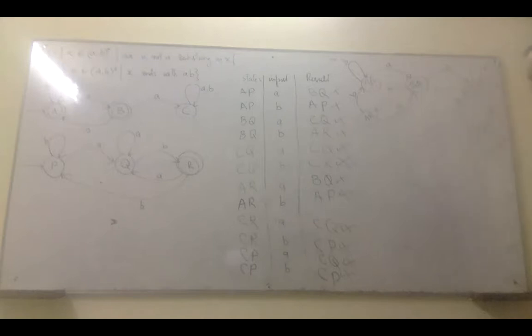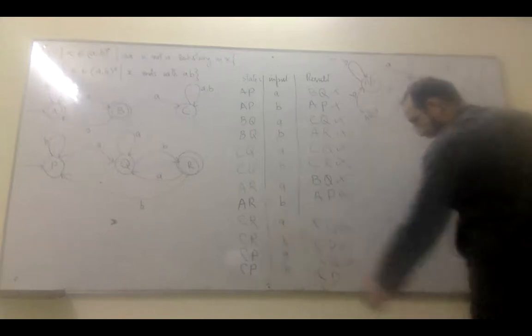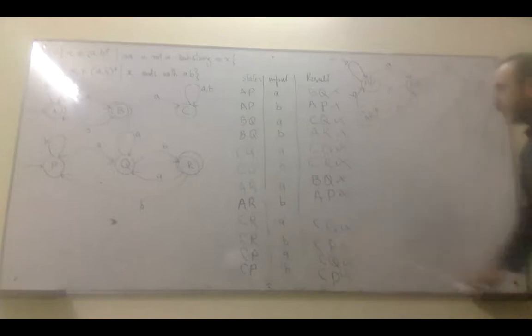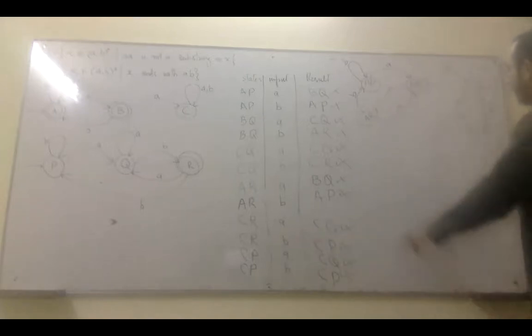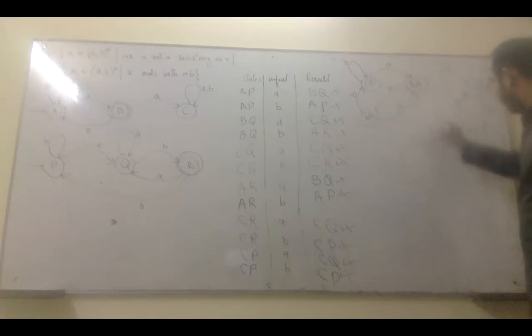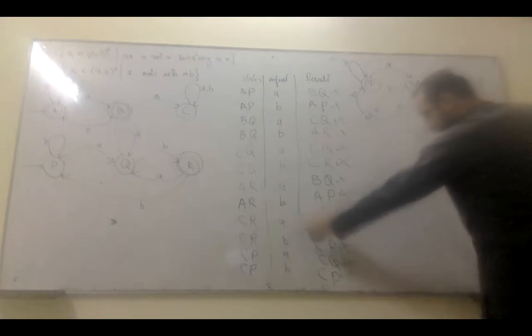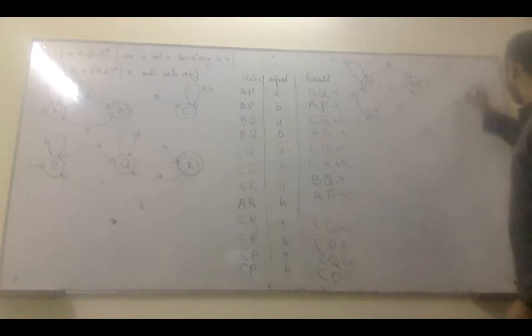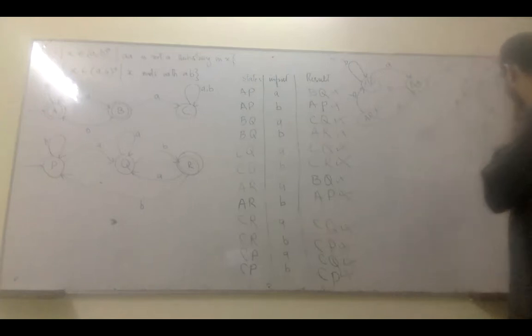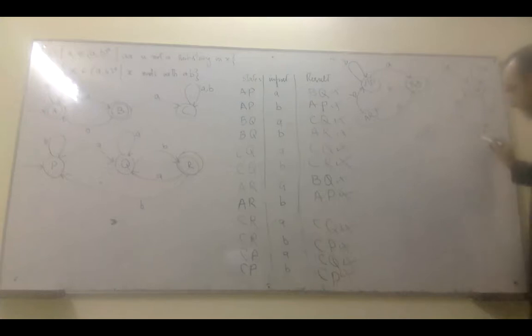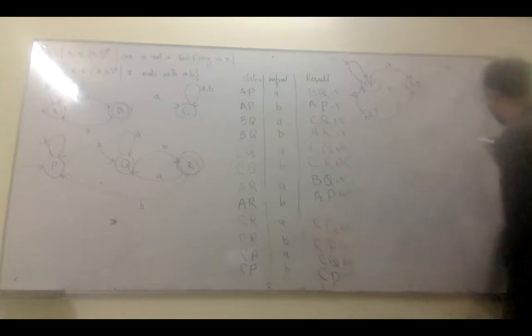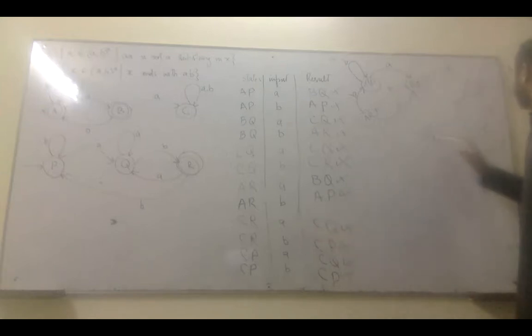Taking A, CQ. CR taking B, reaching CP. CP is not available, so I have to draw a new state. CP. So CR taking B at CP from CR. CR taking A. This is CR taking A, reaching CQ. CR taking B, reaching CP. This one.